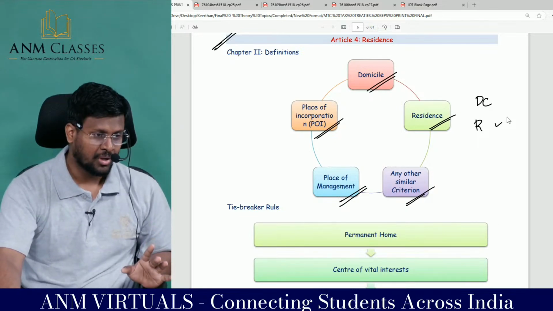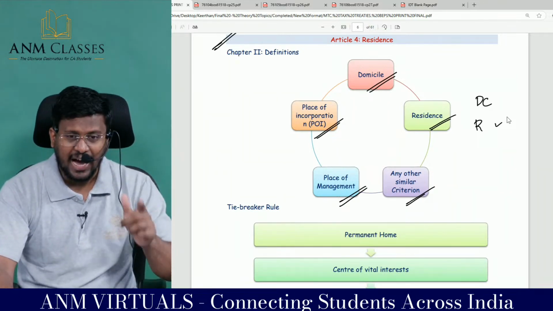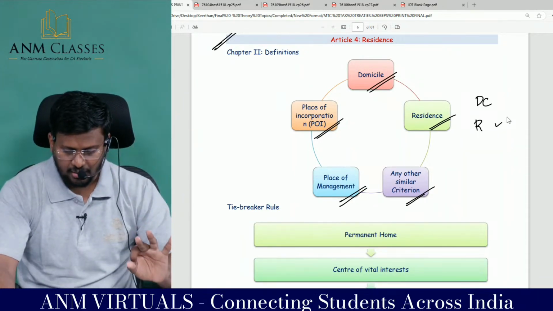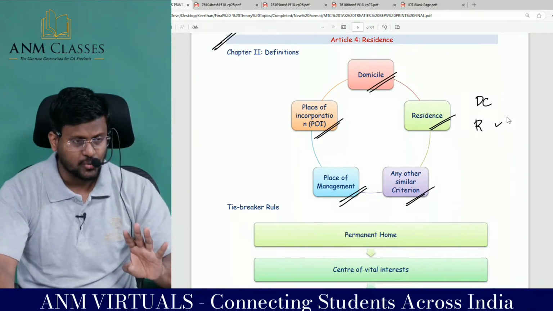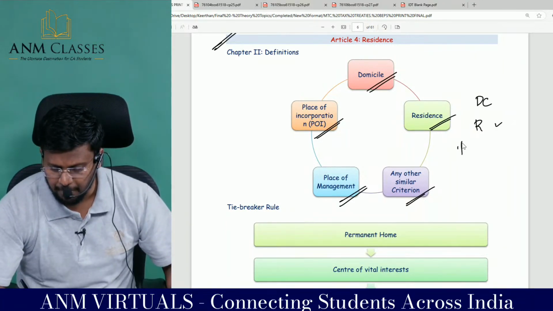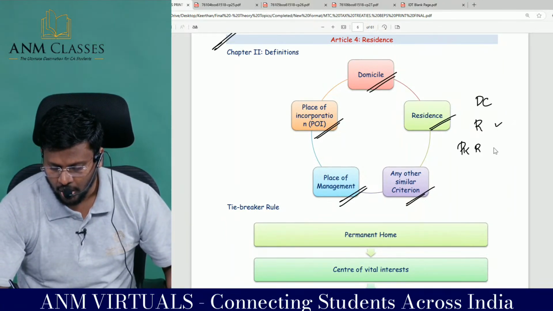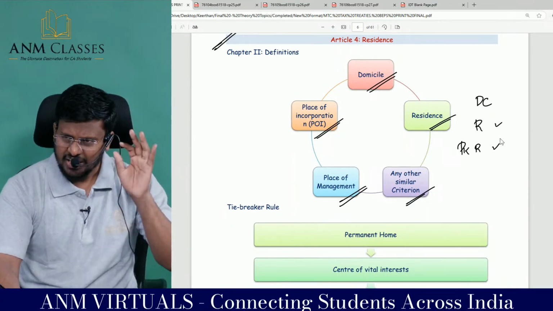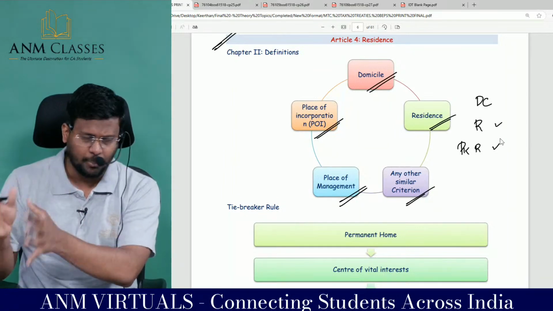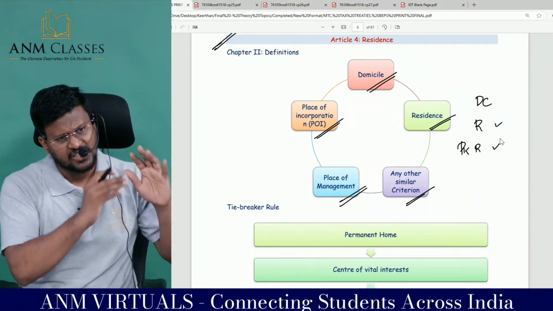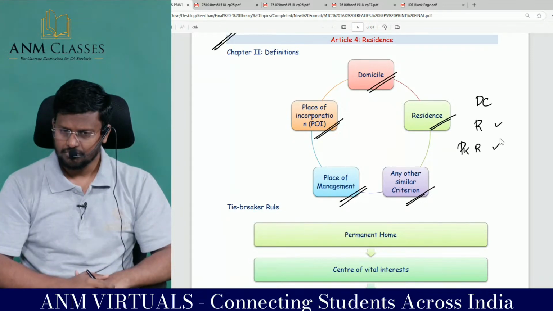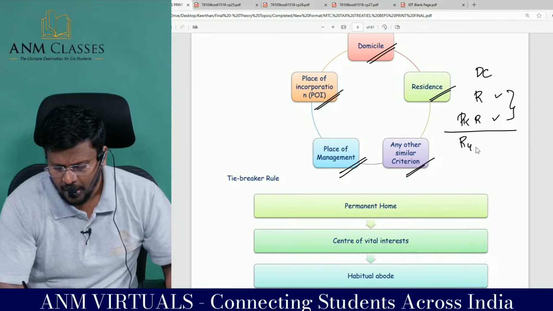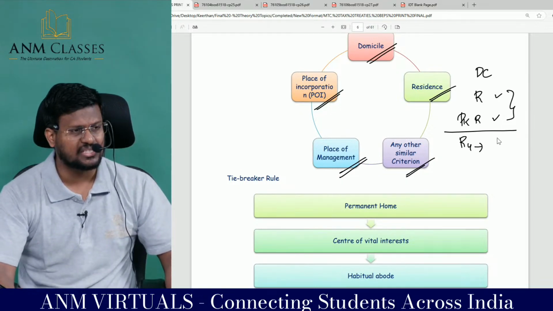Fantastic. I'm very happy. Now for that person, I check the domicile, residence, any other similar criteria, place of management and place of incorporation as per the Pakistan domestic law. There also he falls under the resident category. That means he is a resident in India as per the domestic law, and a resident in Pakistan as per the domestic Pakistan law. Understanding? Now only the relevance of Article 4 will be applicable. Article 4 is the tiebreaker rule.